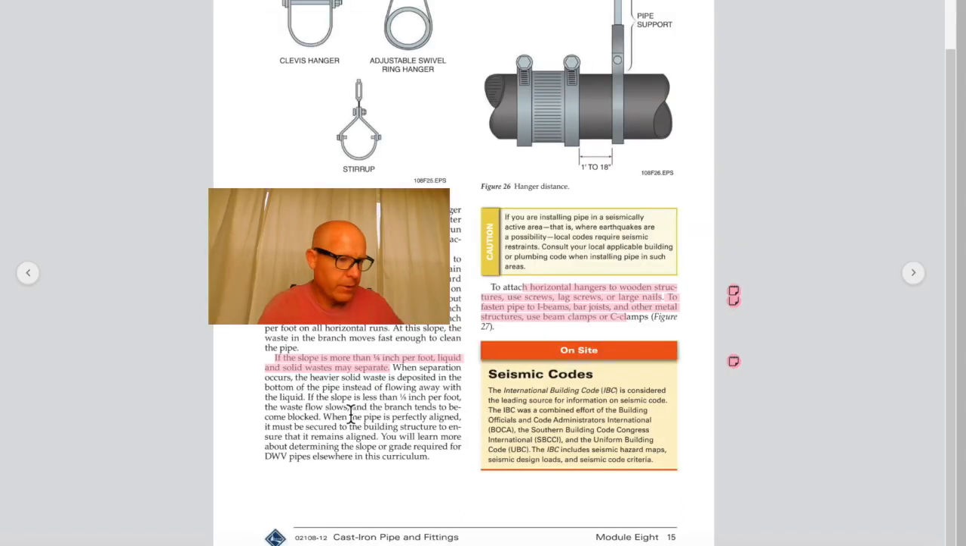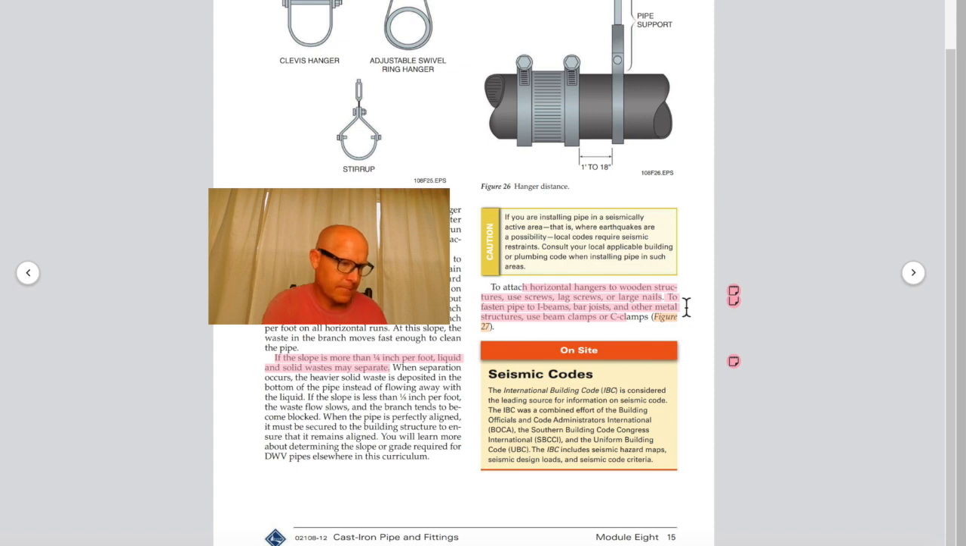All right, I got a few notes. They're real close together here, but if the slope is more than 1/4 inch per foot, liquid and solid waste may separate. The idea is the water cannot outrun the solid, so it can't be over 1/4 inch per foot, all right?